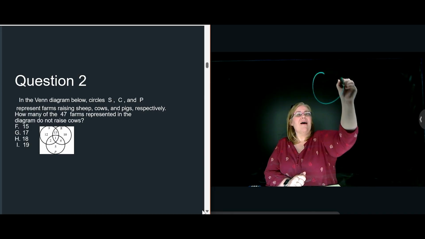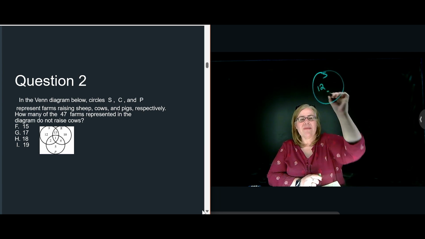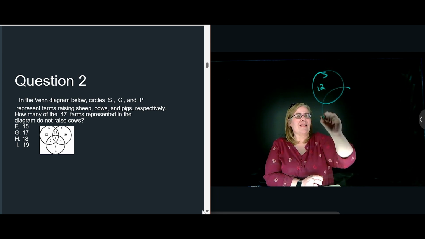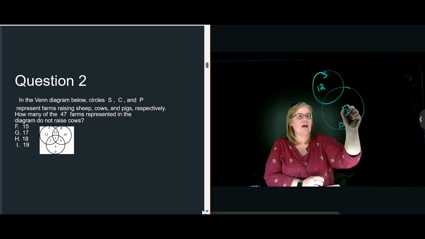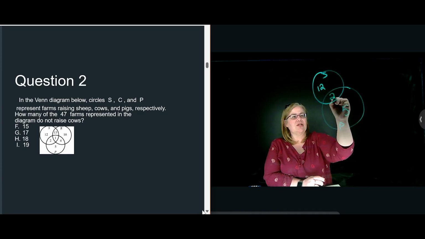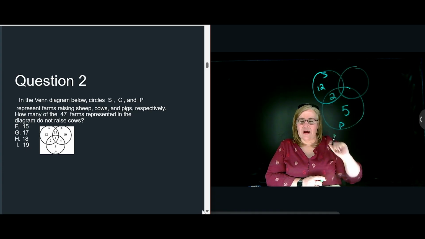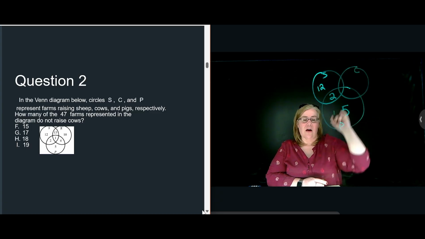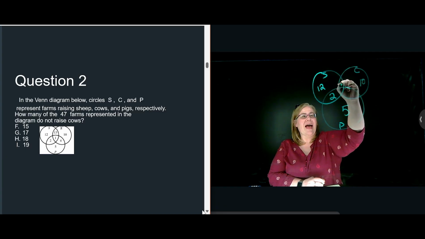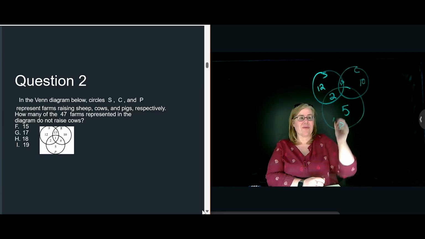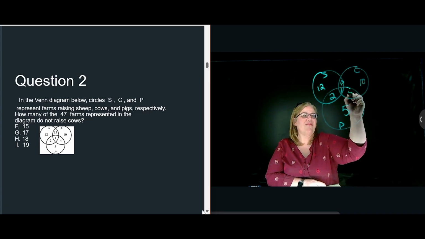So the first one I have is right here. That's going to be my sheep. And I've got a 12 in there. Then I've got this one down here, which is going to be my pigs. And I've got a 5 here. But between these, I have a 2. Then I'm going to have another circle right here that is going to be my cows that we're talking about. I have a 10. Sharing cows and sheep, I have 13. And sharing all 3, I have 1. And just sharing the cows and the pigs, I'm going to have a 4.